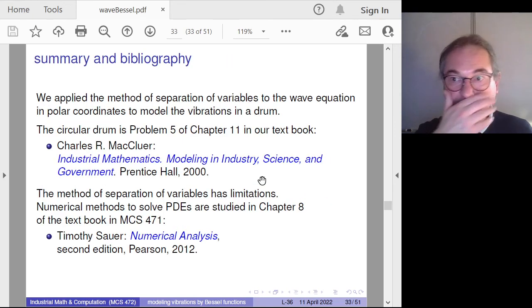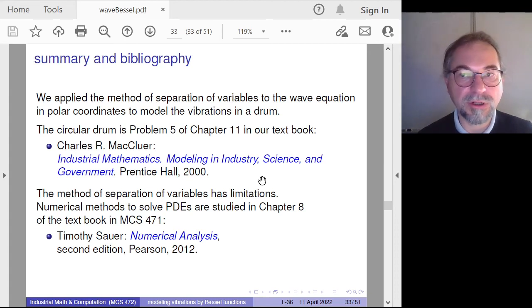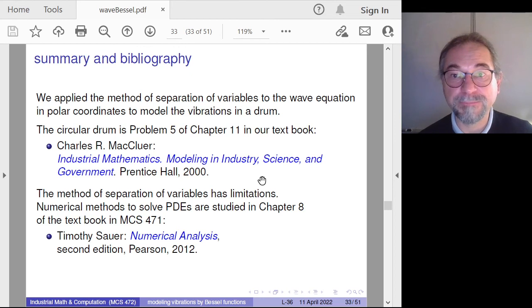All right, that leads me to conclude. We studied the Laplacian in polar coordinates to model vibrations in a circular drum. This is problem 5 in chapter 11 in our textbook. So we studied the heat equation, traffic flow, diffusion with traffic flow, and today we studied vibrations. So this is a very small subset of what one can do with partial differential equations. Nevertheless, I hope it gives you a taste.